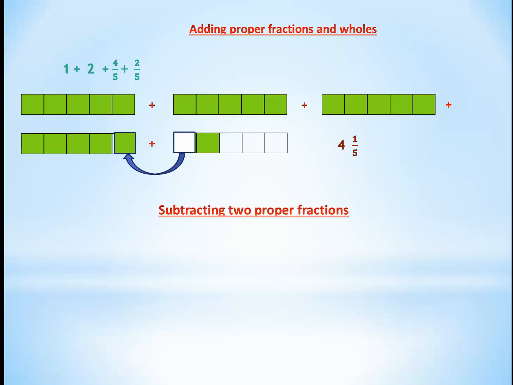Subtracting two proper fractions. 4/5 minus 2/5. Okay, let's see. We will draw parts. Okay, 4/5, and we will remove 2/5. We will take two parts. It will be 2/5. Or we can use calculating. Okay, keep the denominator and subtract the numerator. 4 minus 2 equals 2. It will be 2/5.